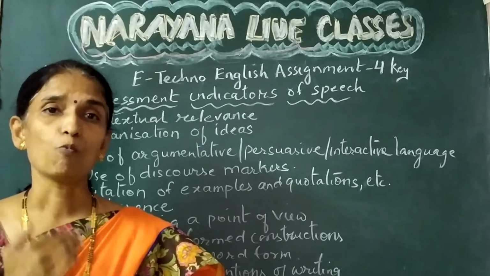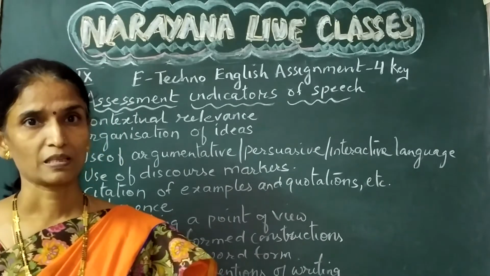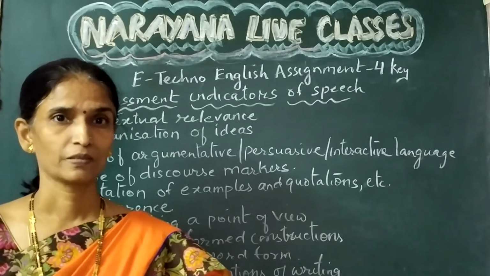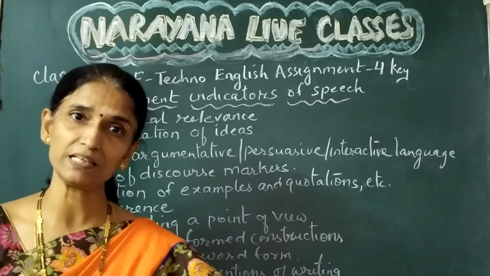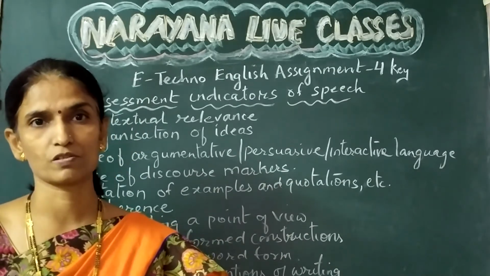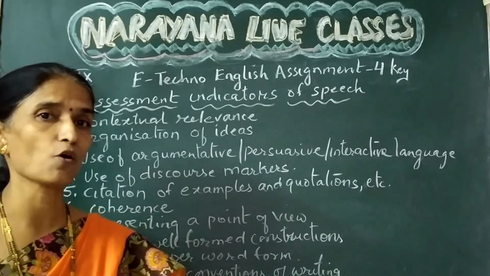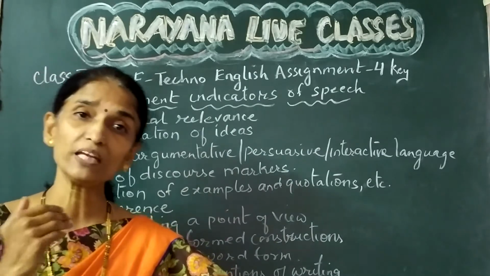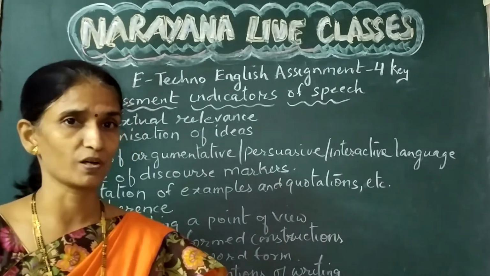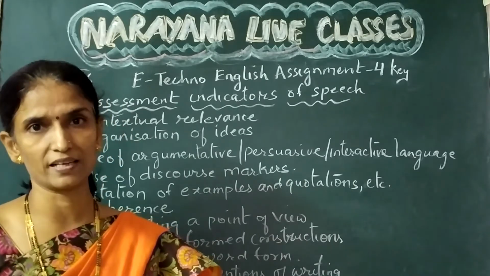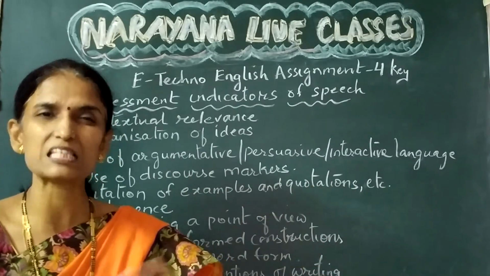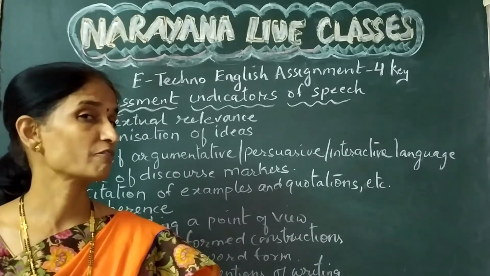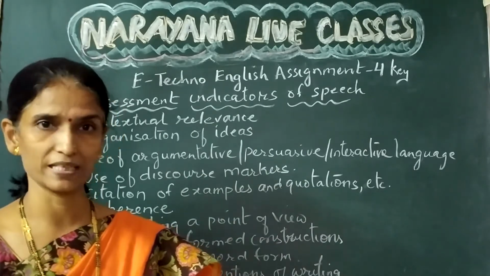Okay, and then while you write the script for the speech, 10 assessment indicators are to be borne in mind. It's a major discourse, we all know. So 10 assessment indicators for 10 marked discourse. The first assessment indicator of speech is contextual relevance. So in your speech, what all ideas you are putting should be relevant to the context. You should not use discrete ideas, irrelevant points in your speech. That will not create a good impact on the audience.